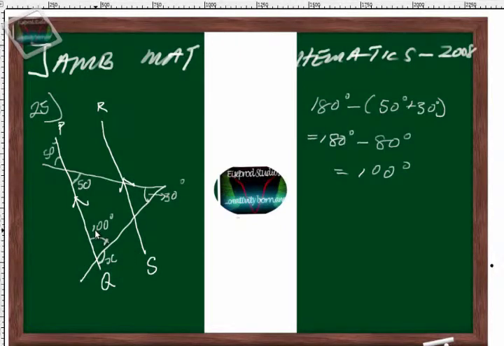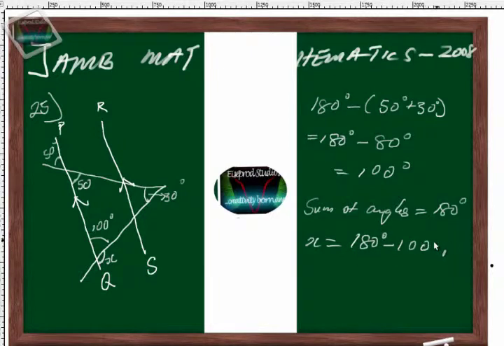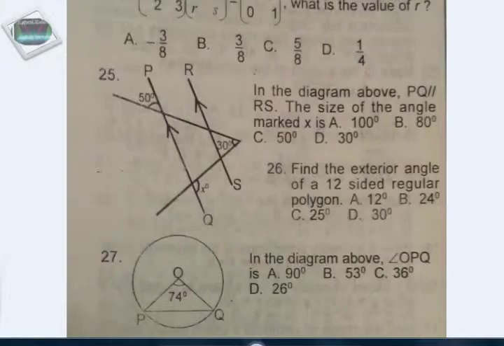If we know what this angle is, I will know that the sum of angles on a straight line is 180 degrees. Hence, x will be the sum of angles on a straight line minus 100 degrees. So, the sum of angles on a straight line is equal to 180 degrees. So x will be equal to 180 degrees minus 100 degrees, which is equal to 80 degrees. And if you look amongst the options we were given, our answer would be B.